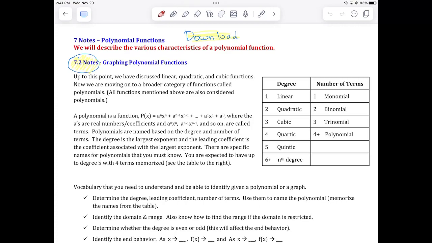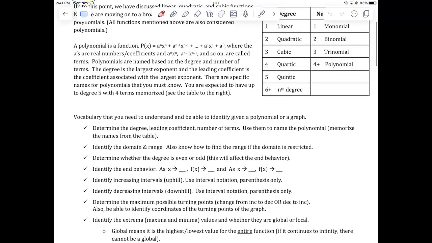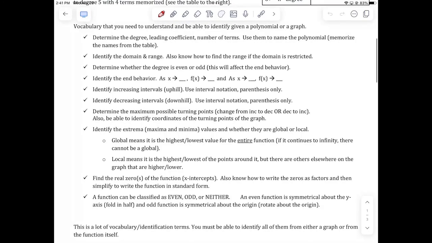Now, I'm going to go through this vocabulary list right here. It's not going to be fun, but it's something that we need to go over before we get into example 1.